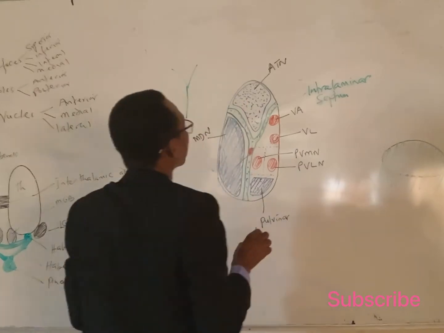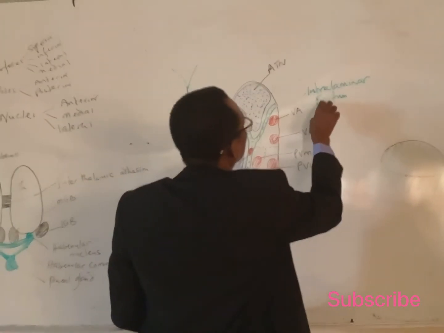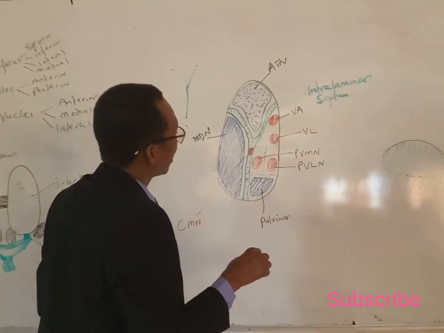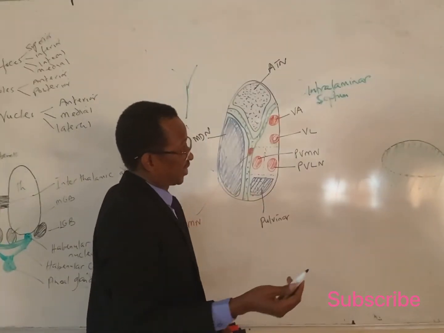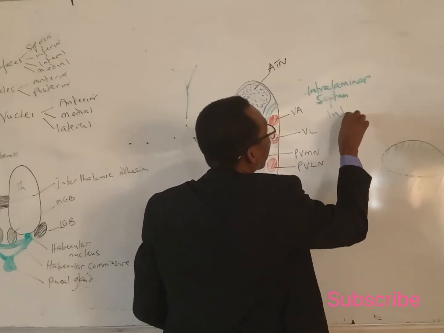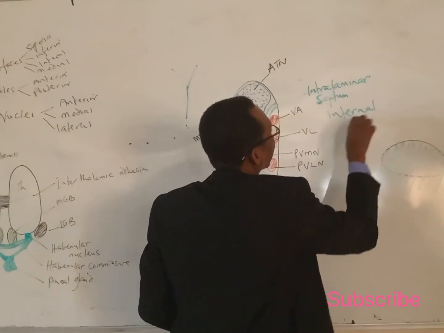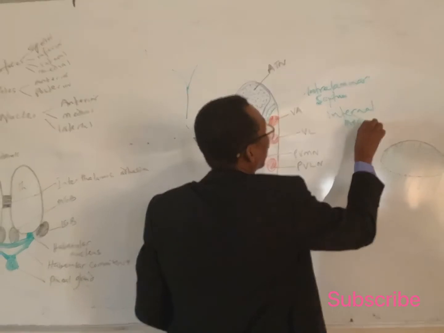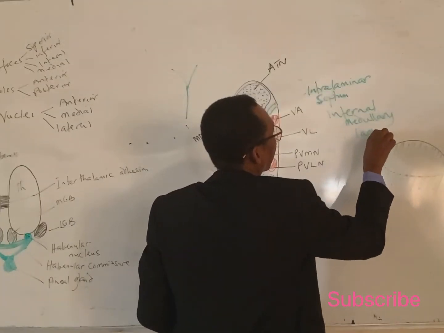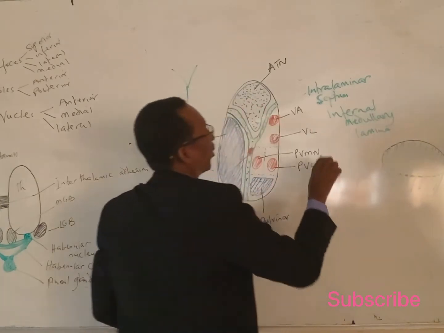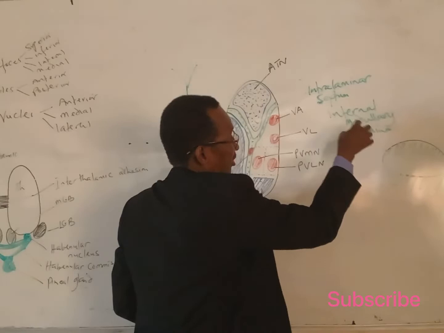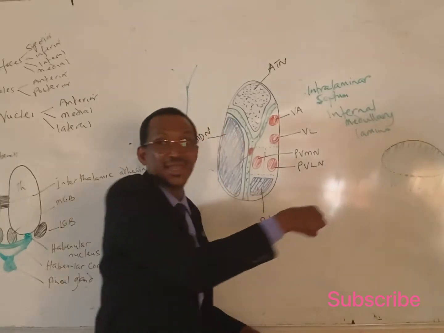You get it? So this intralaminar septum divides, you can also call it internal lamina, internal medullary lamina, or intralaminar septum, anyone. But in most of the textbooks, they call it internal medullary lamina.